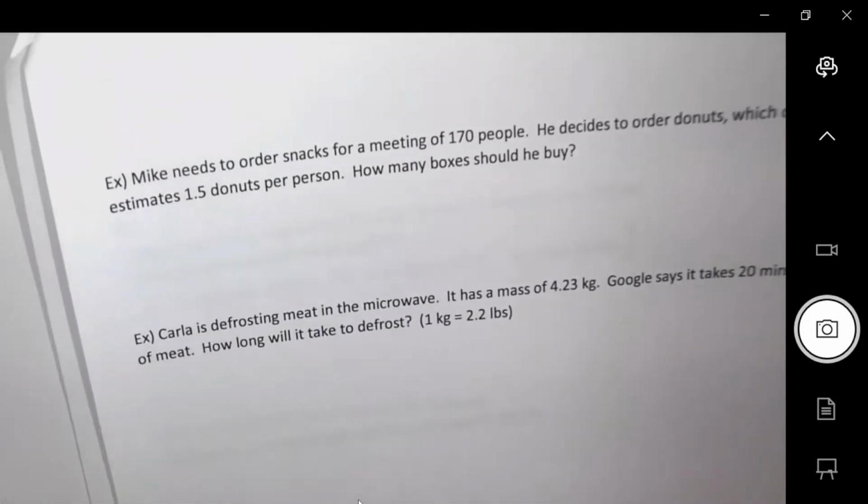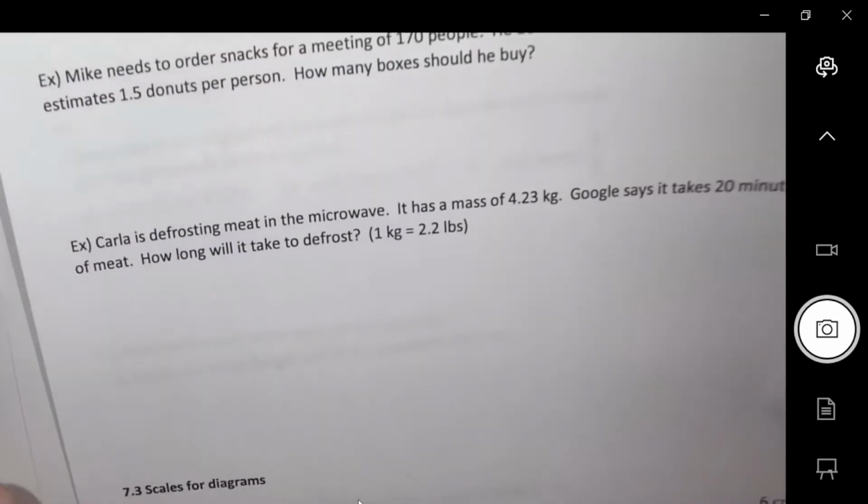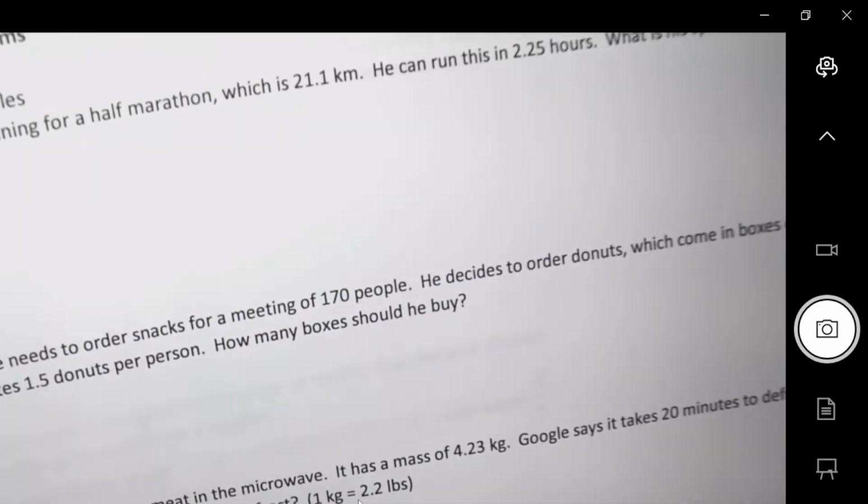Okay, I'm not sure how much you have to flip here. Can you find a spot that says 7.2? And then Isaac.